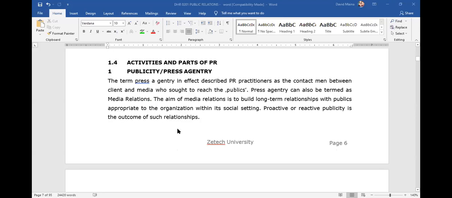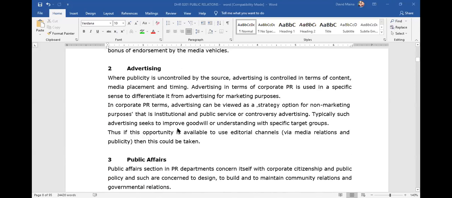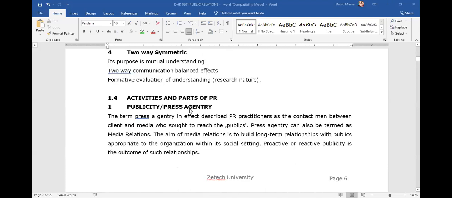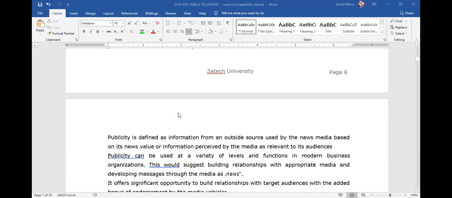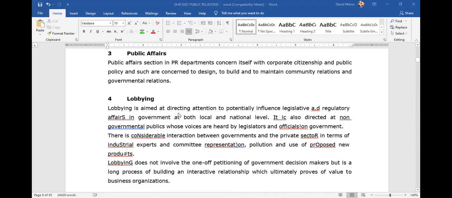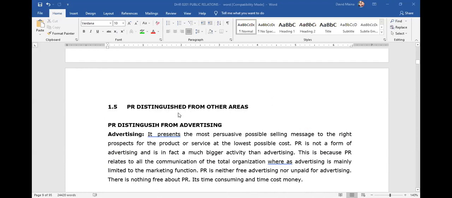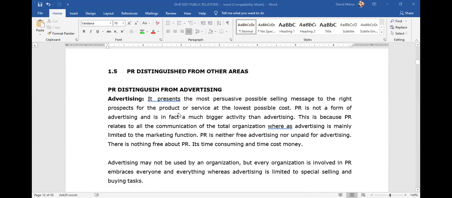Publicity, press agentry, you will read it in detail. These are the roles of PR, the activities and parts of PR. PR is used for publicity and press agentry. PR is used in advertising, in public affairs, lobbying, and so on and so forth. Issues management, development, financial PR, sponsorship, etc. I don't want to go into details. I still have a lot of things to cover. Unless there is someone who is concerned, the notes will be released immediately we are done with the class.